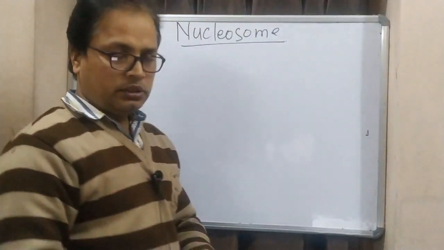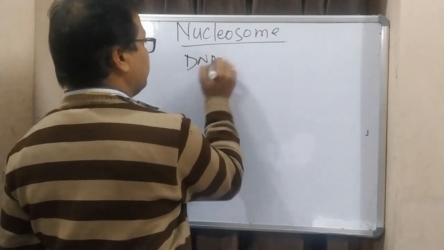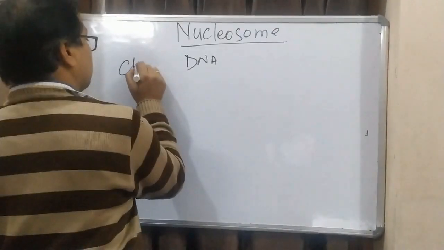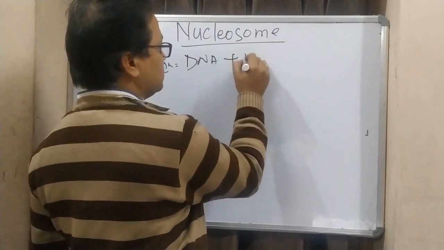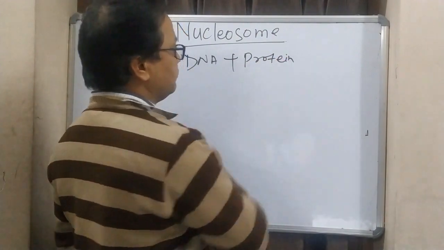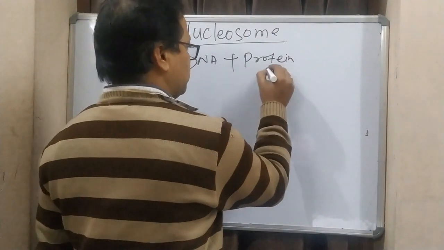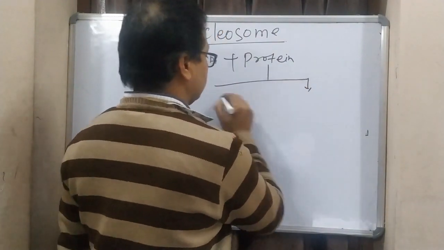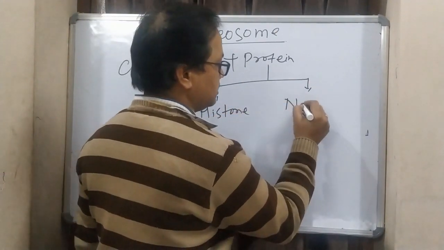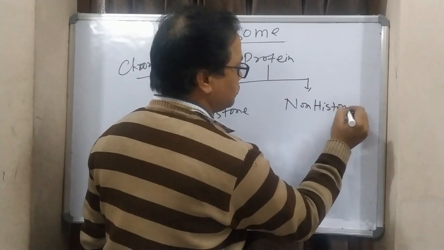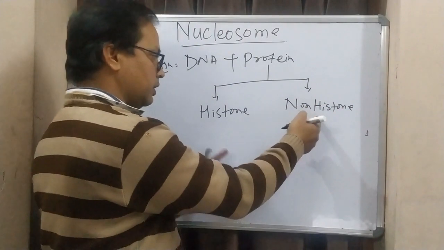So the DNA or nucleosome, DNA normally fills in the chromatin or chromosome. Chromosome is DNA plus protein. This protein is chromosomal protein or DNA protein. This protein normally we are having two types. One is called histone protein, other one is called non-histone protein.